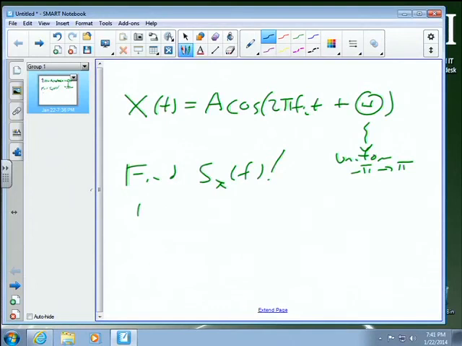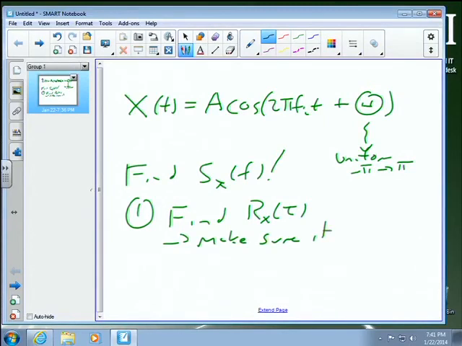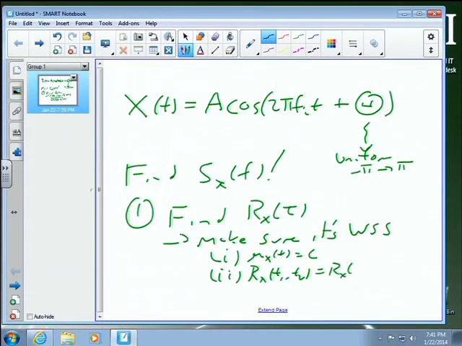Okay? So it's actually several steps. Step number one, find Rx of tau, assuming it's wide-sense stationary. So that's a sub-step: just make sure it's WSS. And how do you do that? Part one of that sanity check is that the mean function is equal to a constant. And the second part is that this guy here, his autocorrelation function, is only affected by the relative time difference between t1 and t2 and not the absolute. So once you get that, step two is take the Fourier transform of Rx of tau, and that, folks, will give you Sx of f.